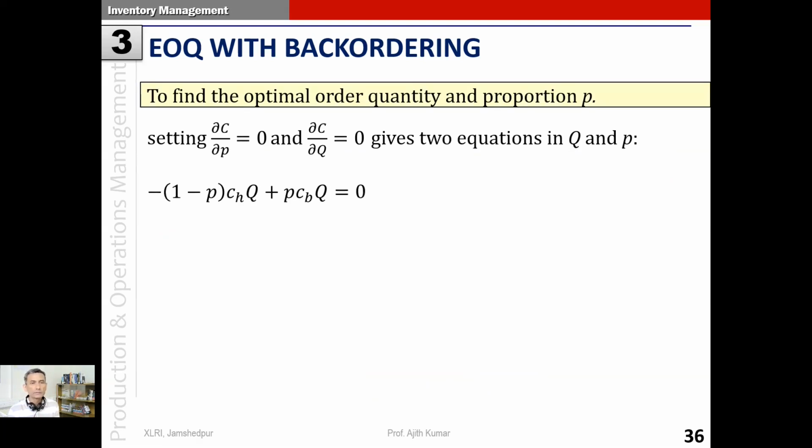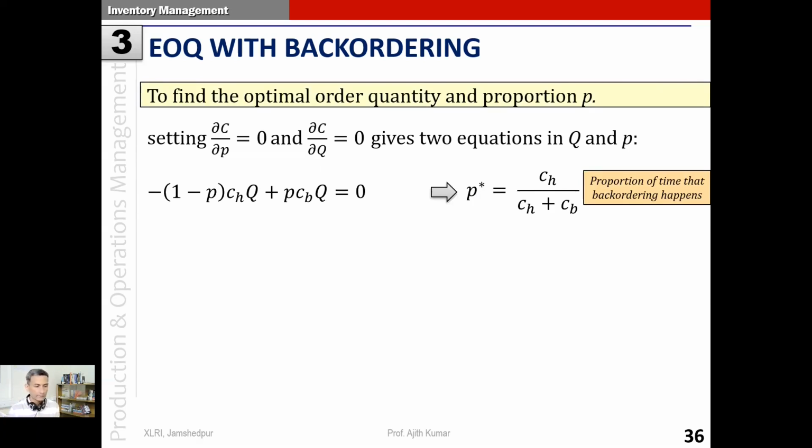The first equation is this: when you take the first derivative with respect to P, it will be minus (1 minus P) into CH into Q plus P into CB into Q equal to 0. And this, when you rearrange, yields P star, the optimal proportion of time that backordering should happen, as equal to CH divided by CH plus CB. And you can see that from this you can also calculate 1 minus P star, which is the proportion of time that on-hand inventory will exist. And that will be CB divided by CH plus CB.